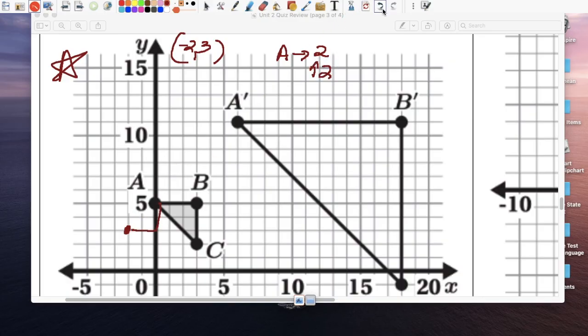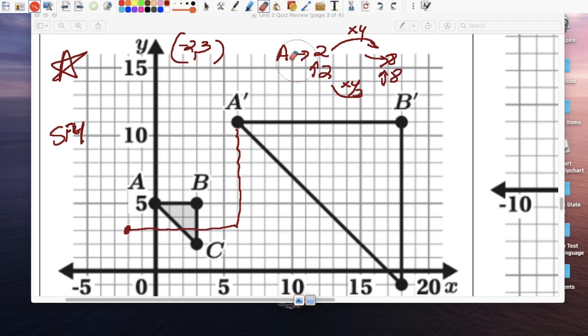Good. To walk to A prime, I would go 1, 2, 3, 4, 5, 6, 7, 8. So it would be 8 to the right, and then 8 up. Well, what's the scale factor? Times 4. Alright, so here's my scale factor, 4. Let's see if it works for the other points. Let's double check.